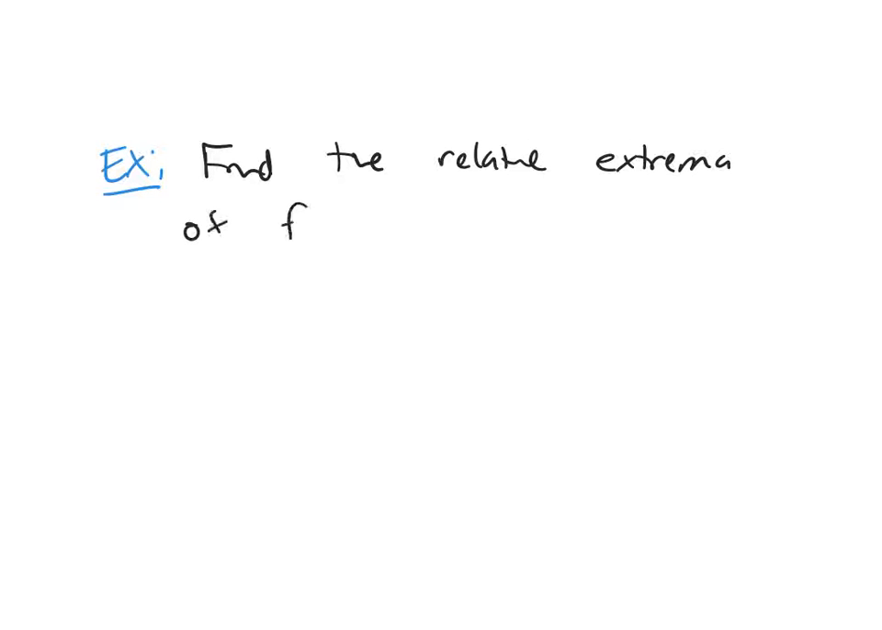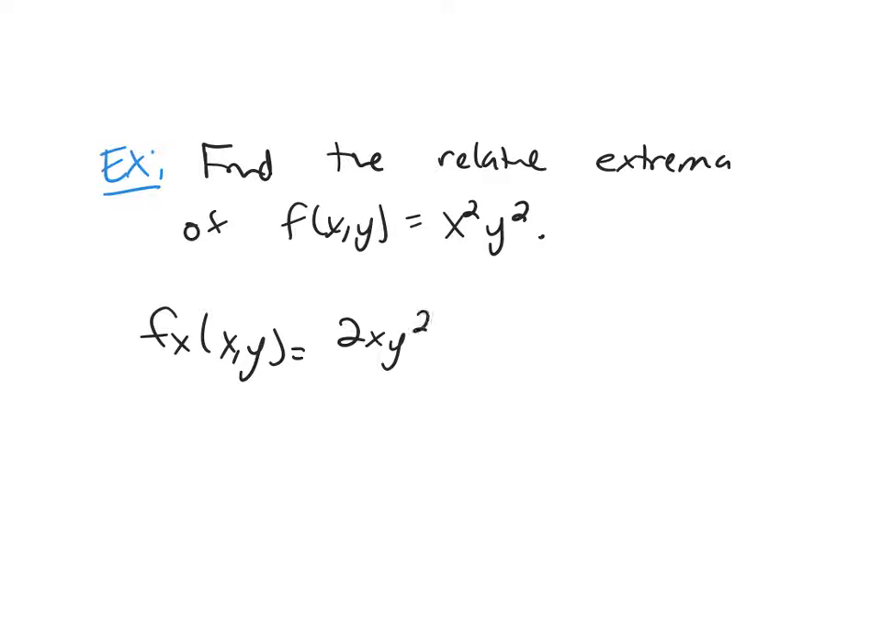So let's look at another example involving relative extrema. Let's say I want you to find the relative extrema of the function f(x, y) = x squared y squared. Again, we start by finding our critical points. For that, we need our partial derivatives. So here I get fx = 2xy squared, and fy will be 2x squared y.